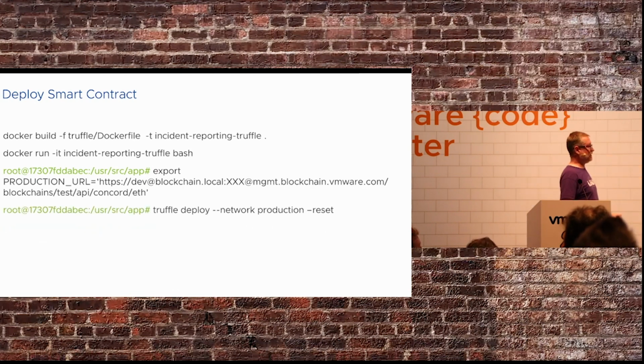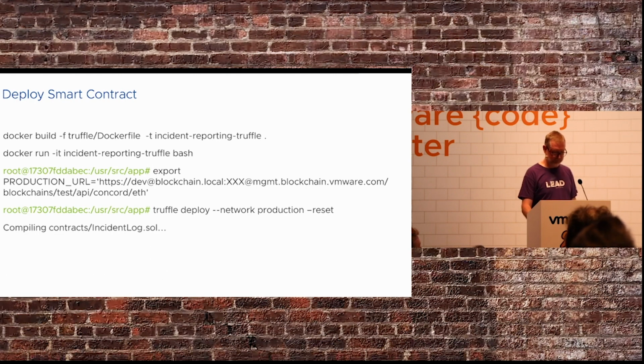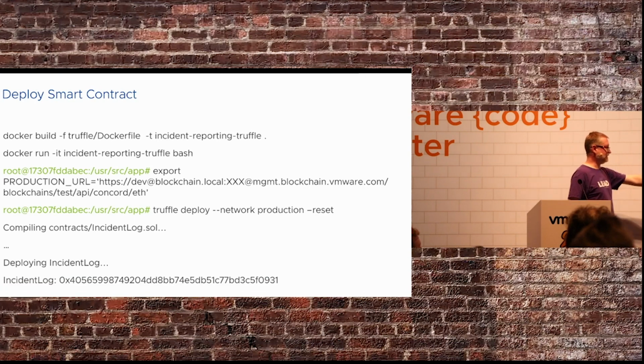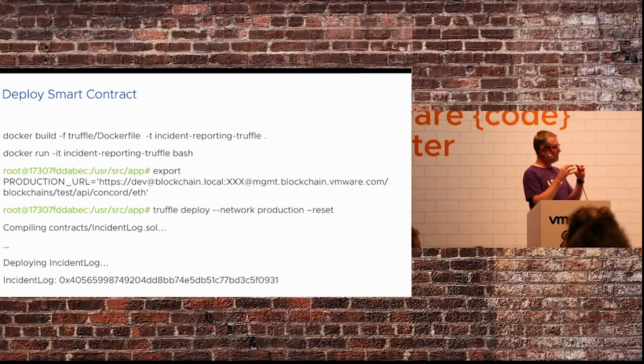When we do this deploy, this is compiling the contract code down, and it will deploy it to that production URL. So here's compiling, and then it takes a little bit of time, and it deploys, and we get this address. This is the address of the contract in the blockchain that is now distributed to every participant. So just doing this deploy sends the smart contract out, and it gets replicated to every participant.